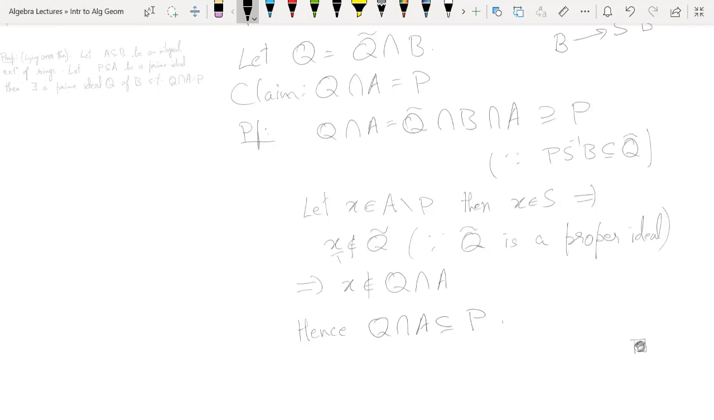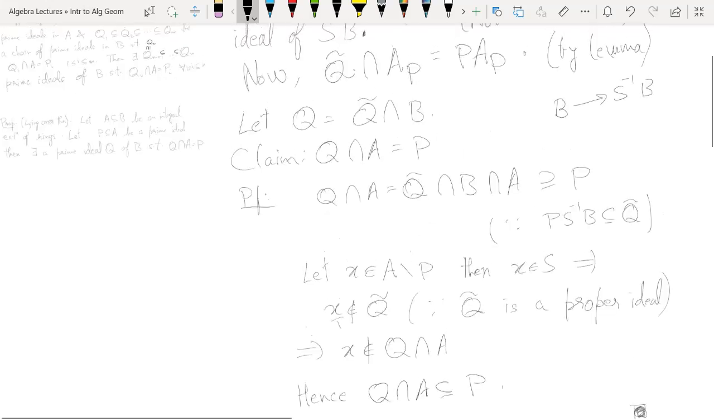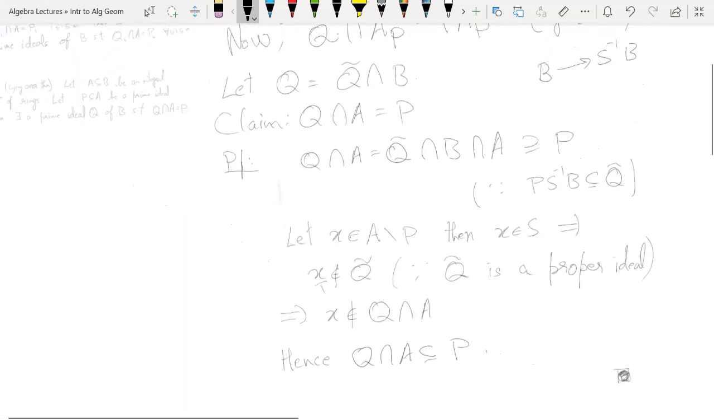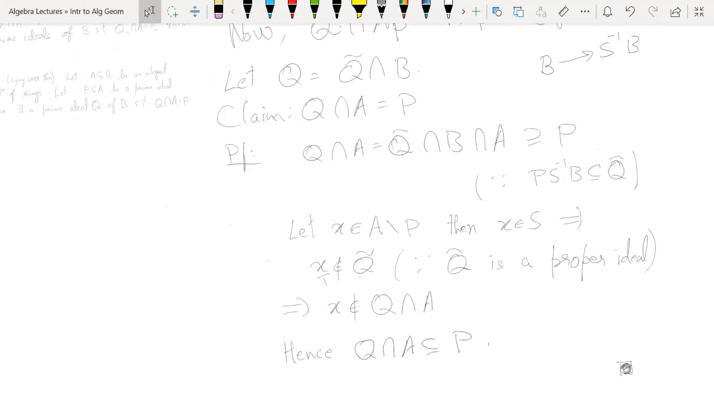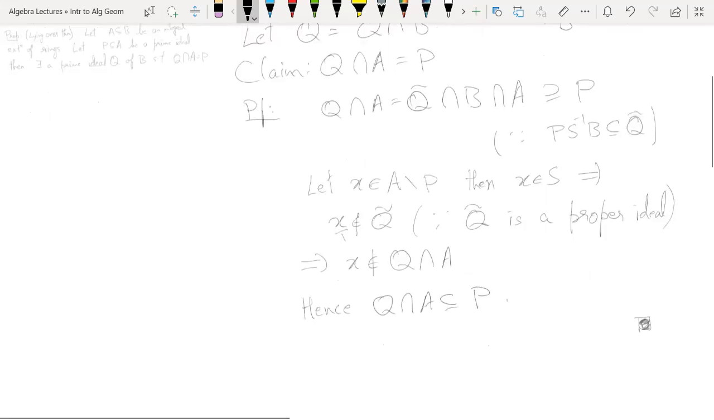So X belongs to A minus P, then of course X belongs to S, which means X over 1 will not belong to Q tilde, because Q tilde is a proper ideal of this S inverse B, and X is a unit in S inverse B. So X over 1 does not belong to Q tilde, which means X does not belong to Q intersection A. Hence Q intersection A is contained in P.